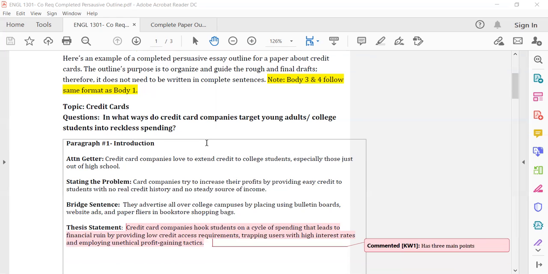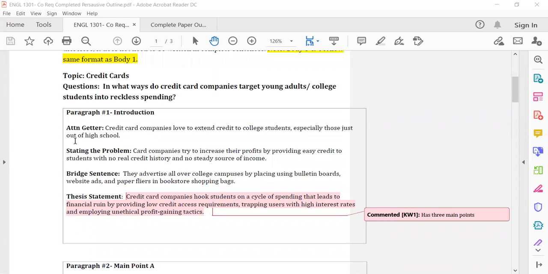So starting with my introduction, you can see here what my attention getter is, what my stating the problem is, what my bridge sentences are. This is actually the sentences that I will put in my paper. Again, this is the skeletal, so I may actually add a few more and do a little bit more explaining, but right now, this is how I'm going to open my paper.